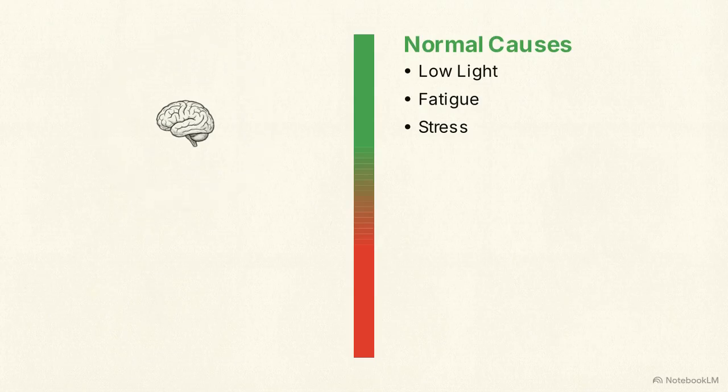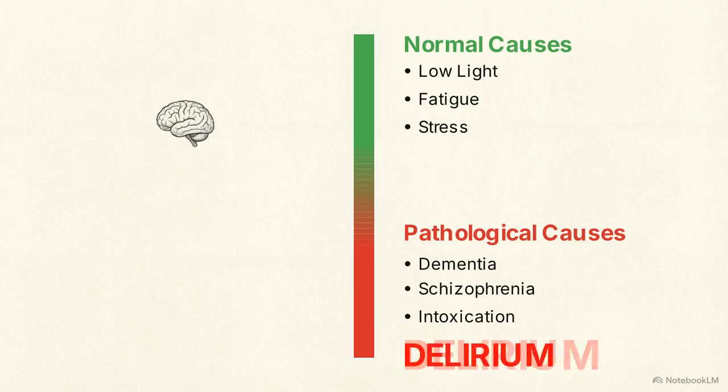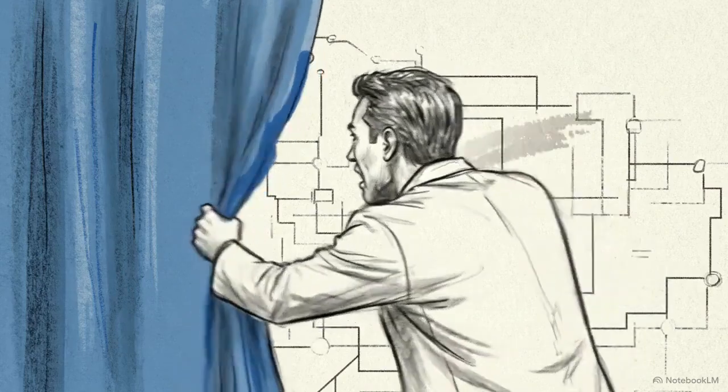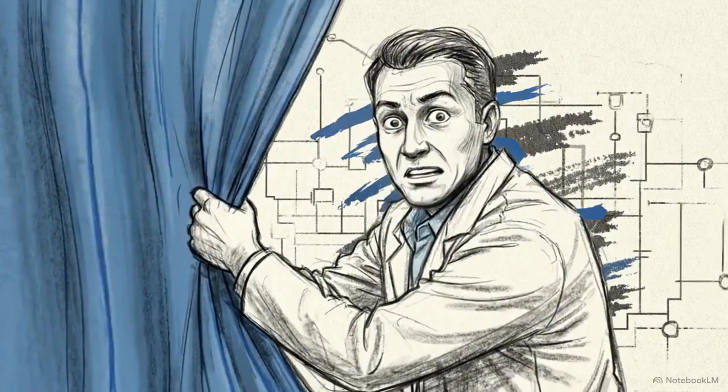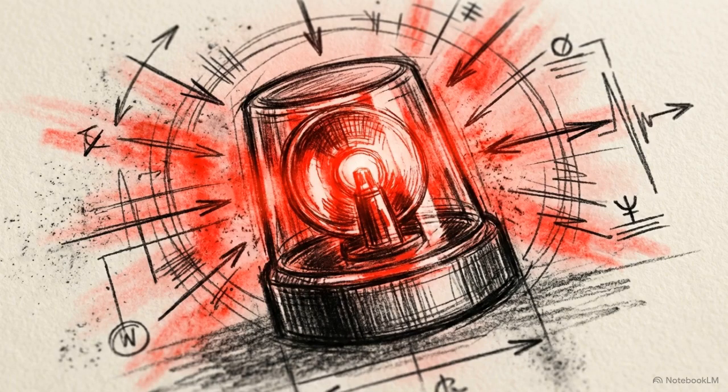Moving down the spectrum reveals the pathological causes. Chronic conditions like dementia and schizophrenia, or acute states like substance intoxication, severely impair the brain's perceptual accuracy. However, the most critical pathological driver on this list is delirium. ICU patients and elderly populations face the highest statistical risk for developing delirium-induced illusions. The sudden onset of illusions in an ICU setting is a high-yield diagnostic marker. It almost always points to acute delirium. Crossing this pathological threshold transforms an illusion from a trick of the light into an alarm indicating systemic medical deterioration.